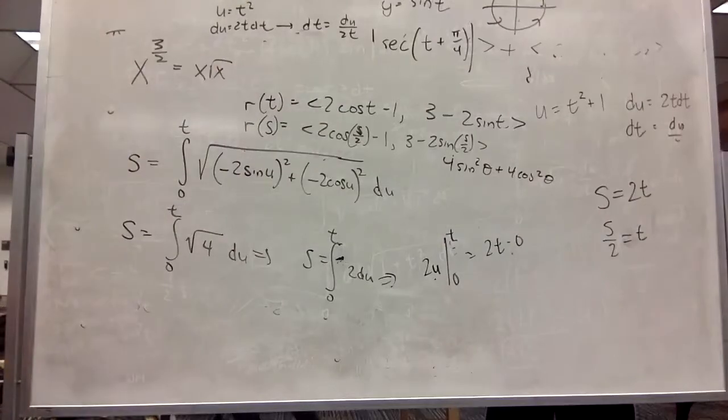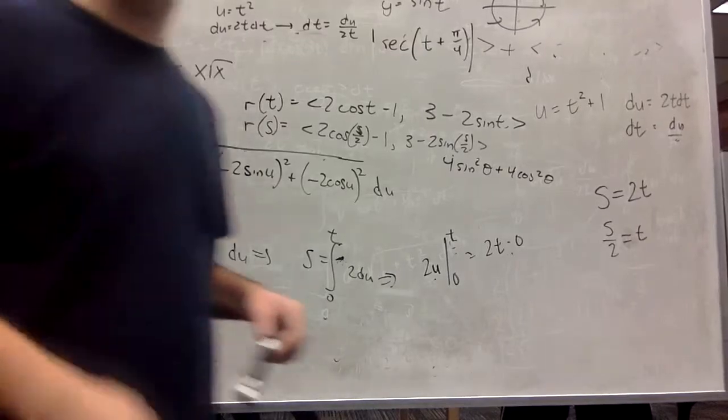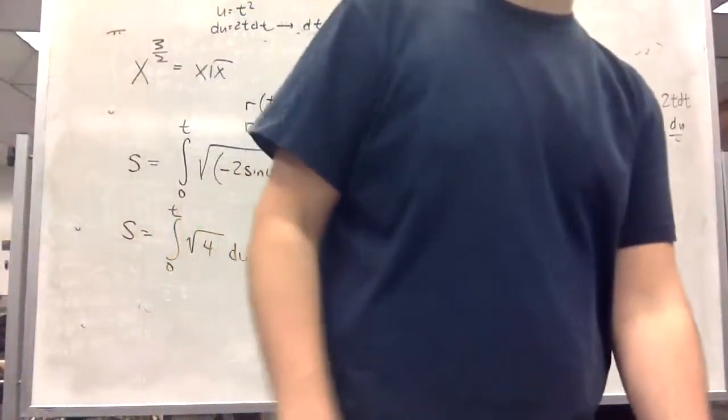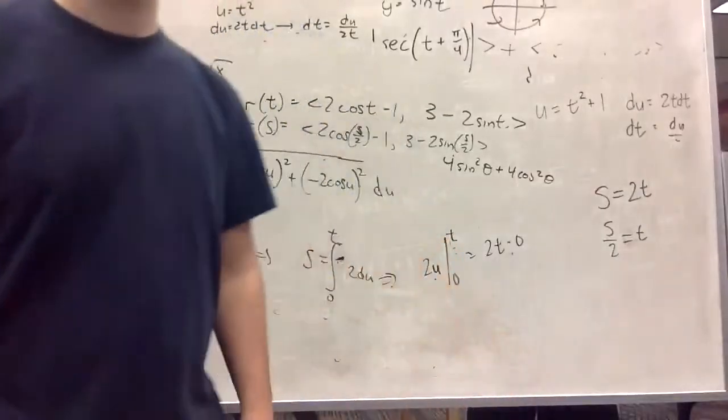y1 plus u times y1 prime. And then y2 prime equals u double prime y1 plus 2u prime y2. Nice.